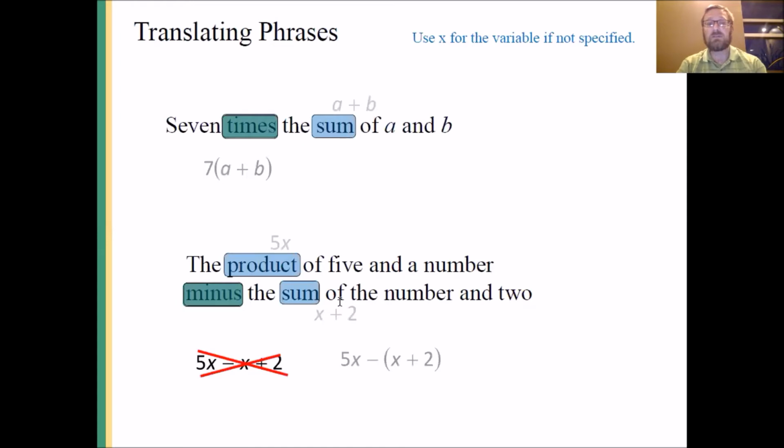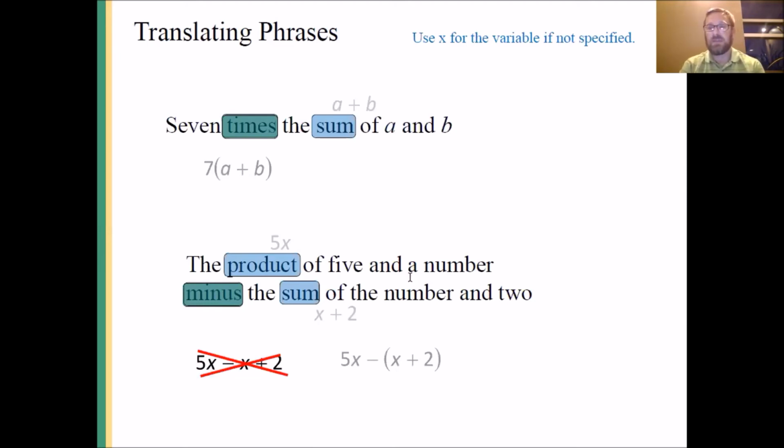Another example here, 7 times the sum of a and b. So even getting a little bit more complicated, you can see you have 7 times the sum of a and b. Well, that has to go in parentheses, and then you use distributive to be able to simplify that. Then we also have the product of 5 and a number, which is 5x, minus the sum of the number and 2. So 5 and a number multiplied together, 5x, minus that number plus 2, which has to be in parentheses.